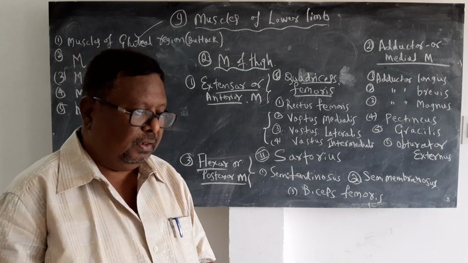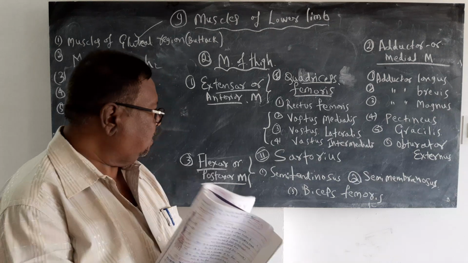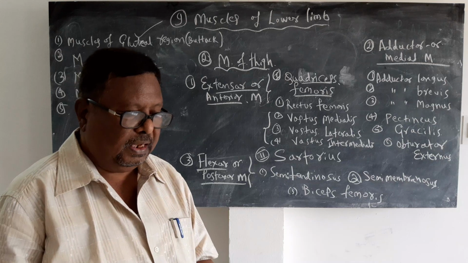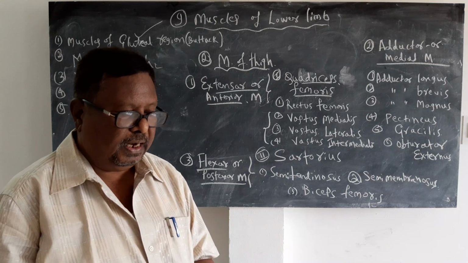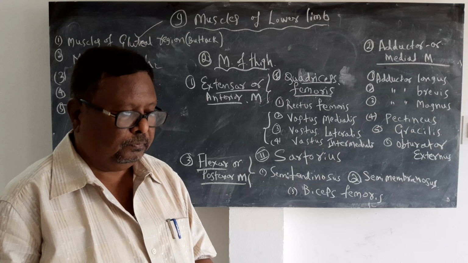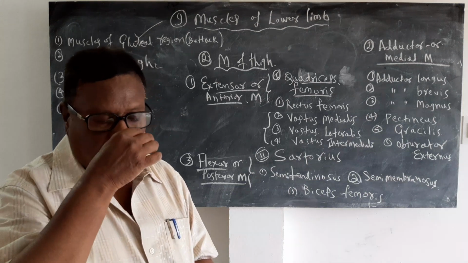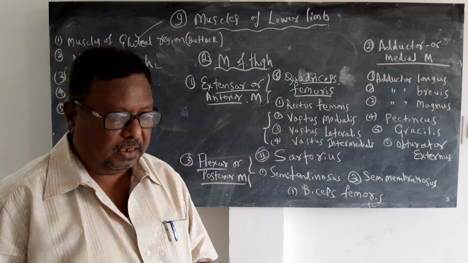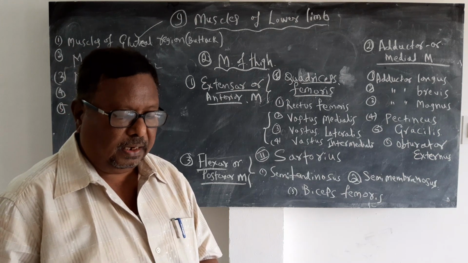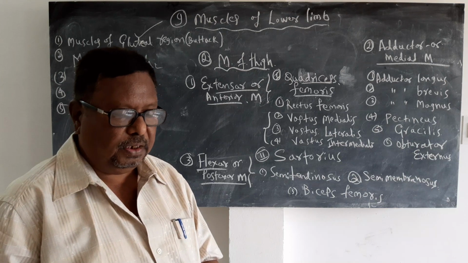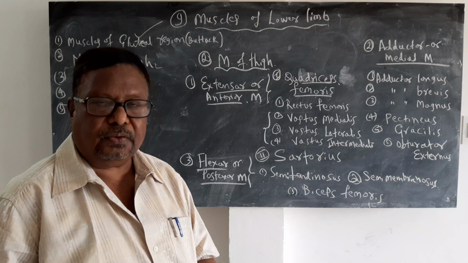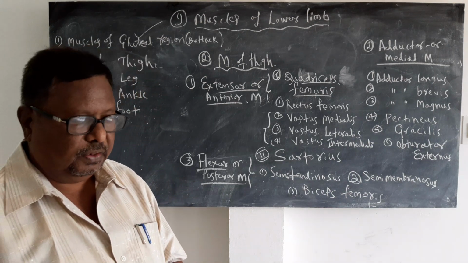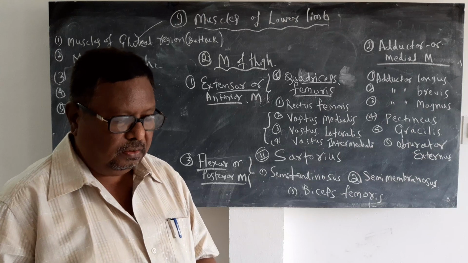Now coming to the biceps femoris, this is the last one, the third one, the biceps muscle. This muscle lies in the posterior lateral aspect of the thigh. It has 2 heads, a long head and a short head.